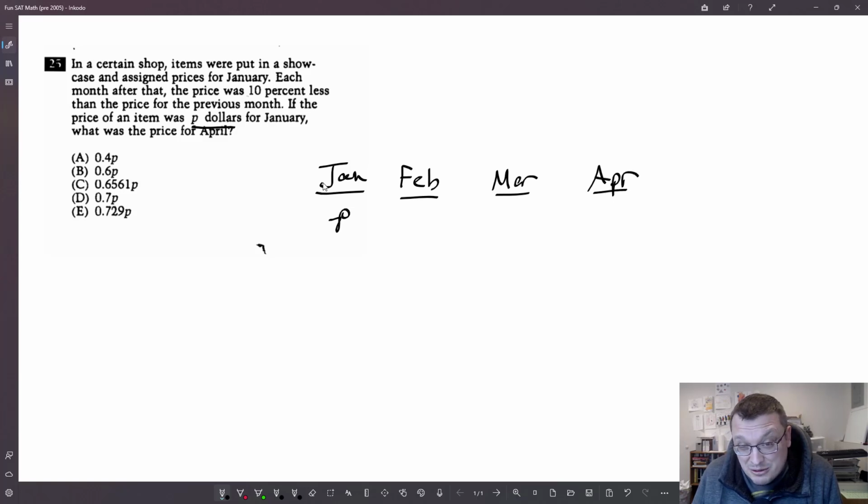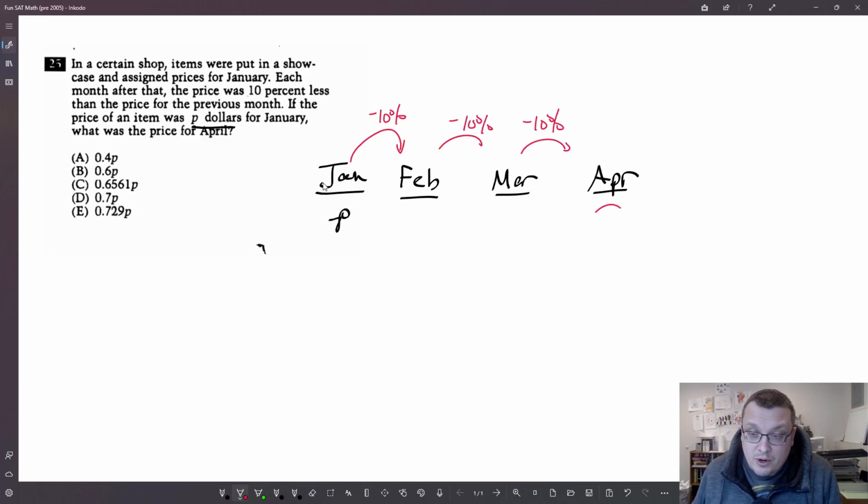With the key being it's going to decrease by 10% each month. So from Jan to Feb, it's going to go down by 10%, down by 10%, and then down by 10%. And I want to know what is the price in April after these decreases.